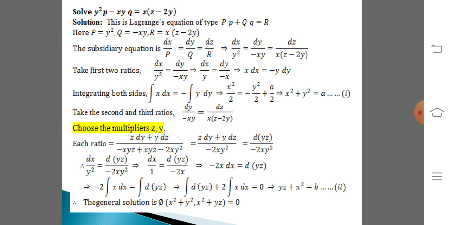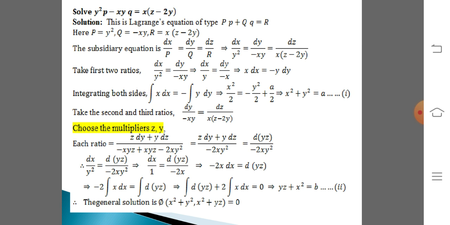See the numerator. Numerator is z dy plus y dz. z dy plus y dz can be taken as d of yz. d of yz means derivative of yz. If you differentiate yz by using the product rule uv, we know derivative of uv is uv dash plus vu dash. Similarly, derivative of yz is z dy plus y dz. So the numerator can be taken as d of yz, and we have minus 2xy square in the denominator.